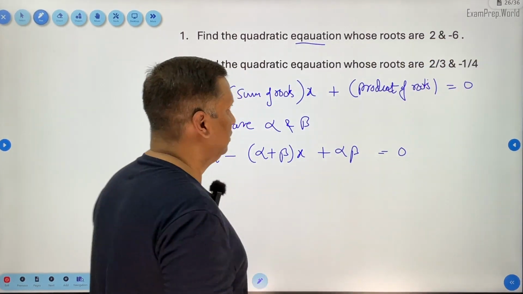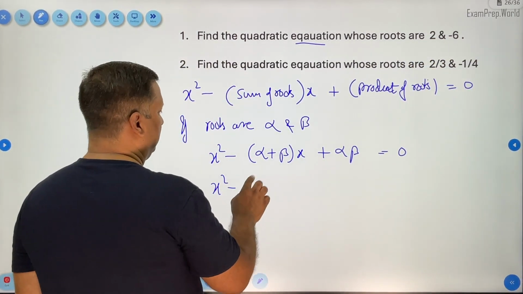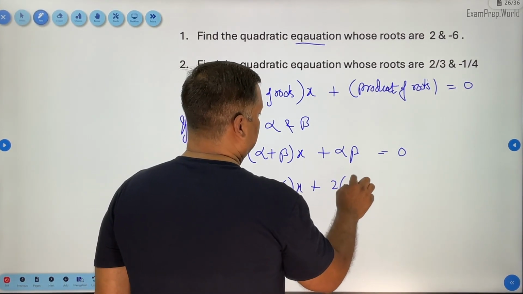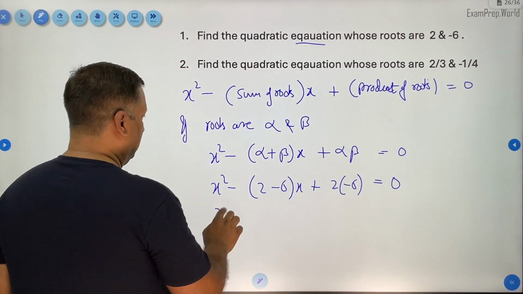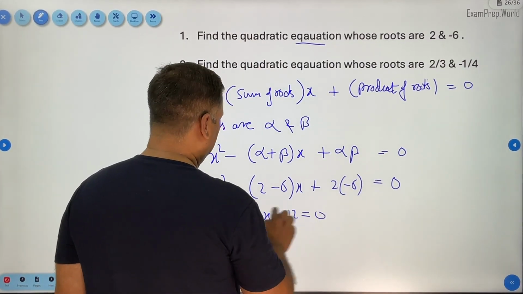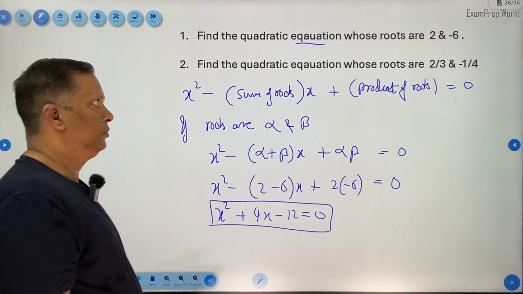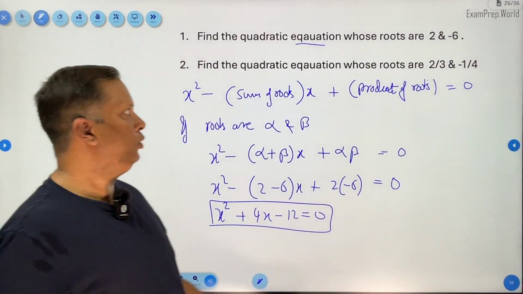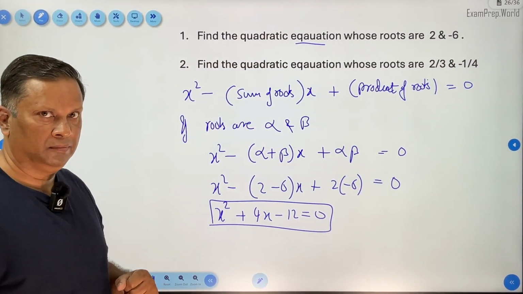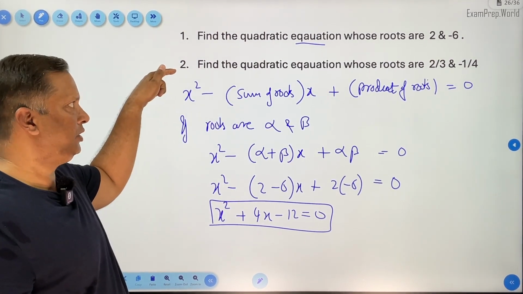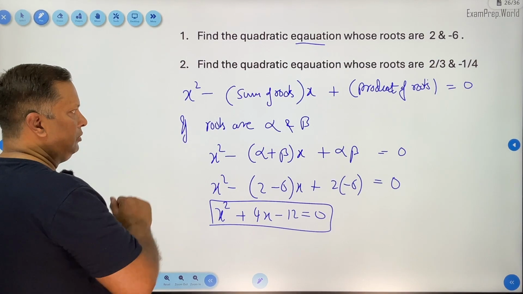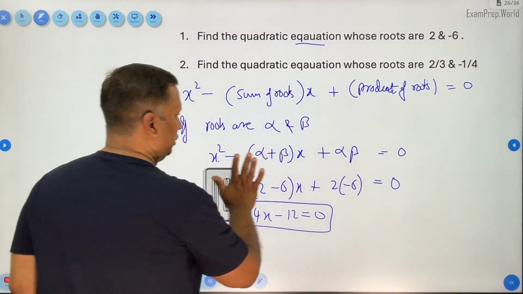Okay, now we have the algorithm, they have given us the roots. Can we solve it? It is simple. X square minus (2 minus 6) x plus 2 times minus 6, equal to 0. X square plus 4x minus 12 equal to 0. This is your first answer. Simple. Now same thing we will do with this one. So pause, understand, write it. I am going to erase this one so that I can do the second question. Same method. Okay, I will not erase the algorithm, I will directly put the question here.